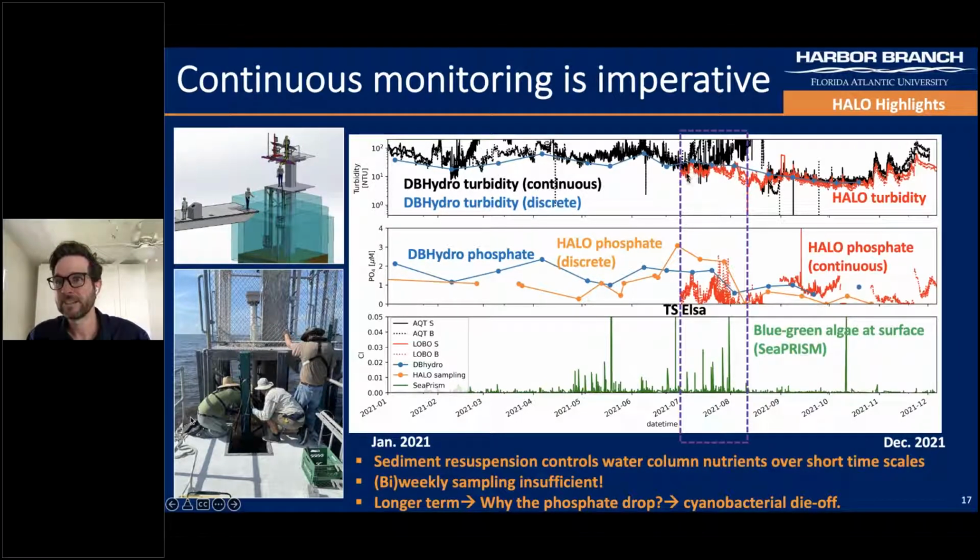One other thing I want you to see is that turbidity, it's not that clear from this diagram, but we often saw it spike along with phosphate. So it was pretty clear that these inputs are due to wind or wave induced resuspension events.